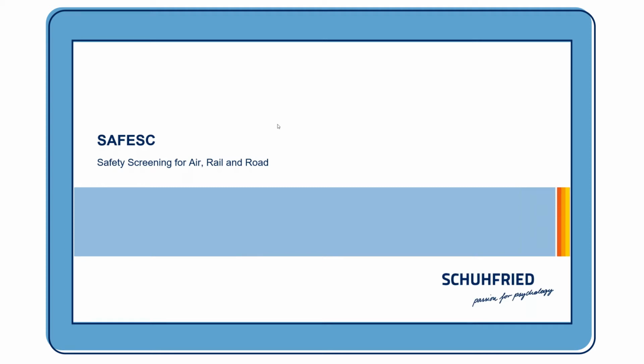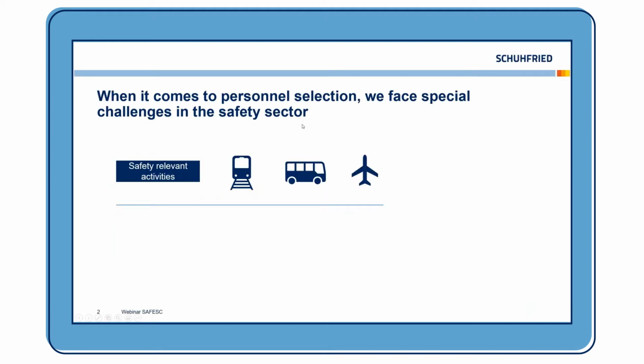Let's start by having a look at why we face special challenges in the safety sector when it comes to personnel selection. First of all, we have safety relevant activities. So on one hand, there's a special responsibility of the persons carrying out those activities. And therefore, we want to make sure that they meet the necessary requirements to perform these activities safely. On the other hand, there are laws, directives, and guidelines which require that relevant skills are thoroughly tested before a person is allowed to work in those jobs.